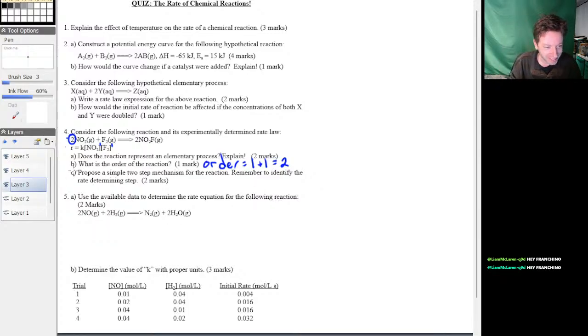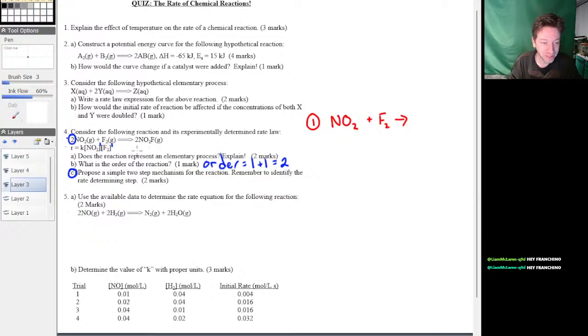All right, next part, C. Again, the one students have trouble with. Propose a simple 2-step mechanism for this reaction. So this is how we're going to do it. The first step, step 1 we'll call it. It's easiest if you make the first step follow with the rate law. So the rate law has a nitrogen dioxide to the power of 1. So let's just have NO2 with the coefficient of just 1 in front. And then fluorine with, again, just the coefficient of 1.